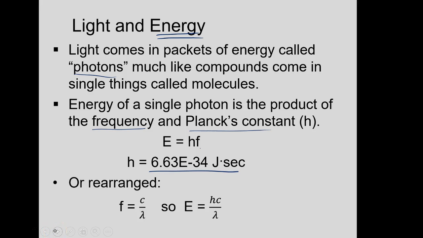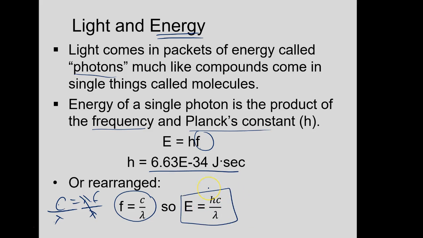If I rearrange it and put in wavelength, if I take c equals lambda f and divide by lambda on both sides, f equals c over lambda, and then I can plug that in for f, and so I get another equation here. Either equation is fine. They're derived from each other. Doesn't matter which one you use.